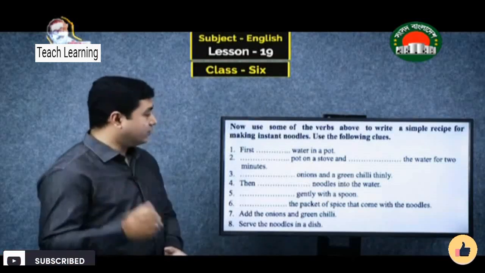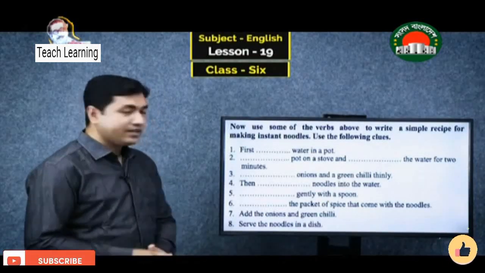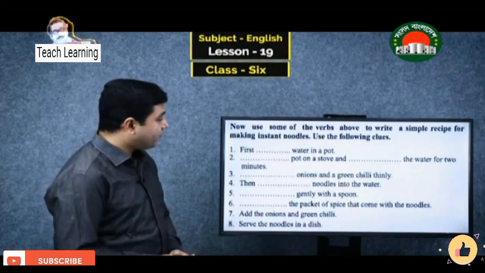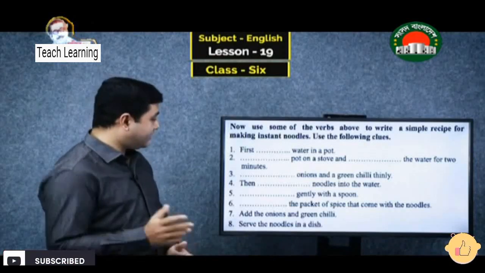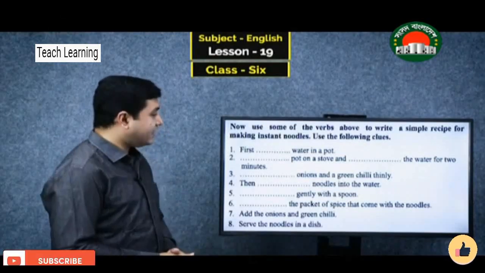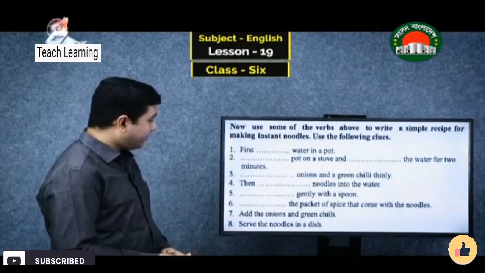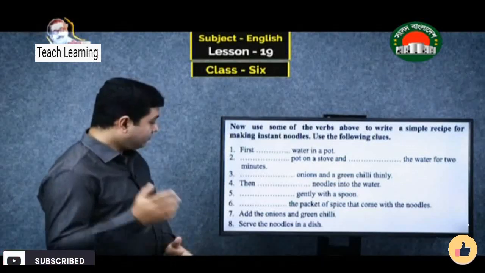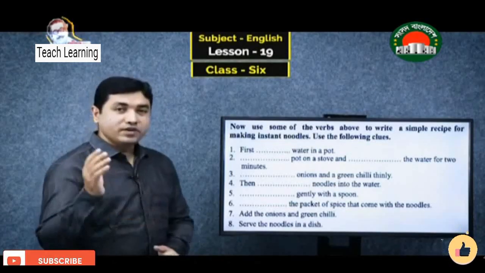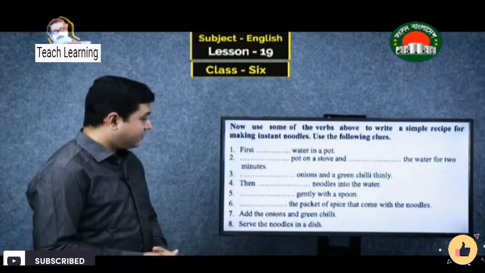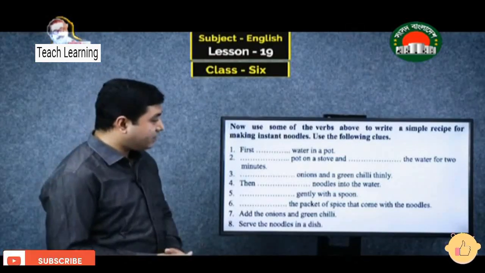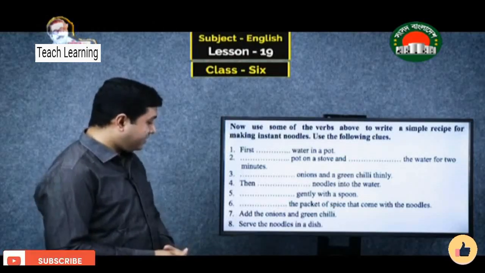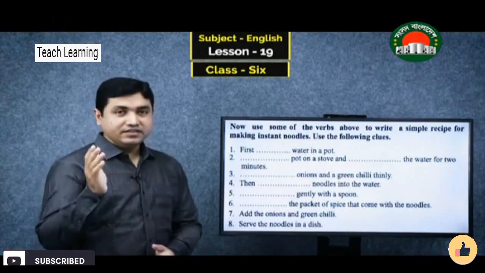Use the following clues. First, blank water in a pot. Number 2, blank pot on a stove and blank the water for 2 minutes. Number 3, blank onions and a green chili thinly. Number 4, then blank noodles into the water. Number 5, blank gently with a spoon. Number 6, blank the packet of spice that comes with the noodles. Number 7, add the onions and green chilies. Number 8, serve the noodles in a dish.